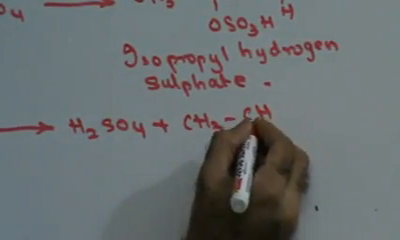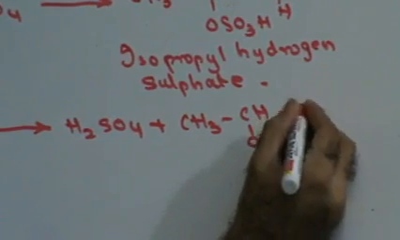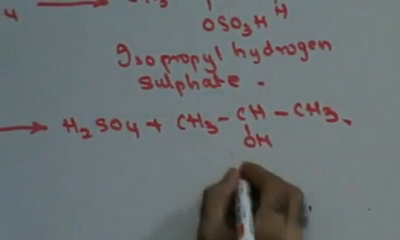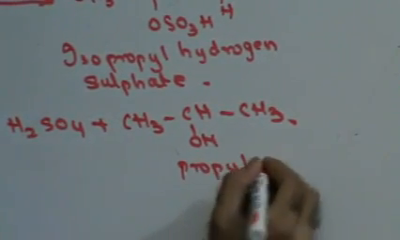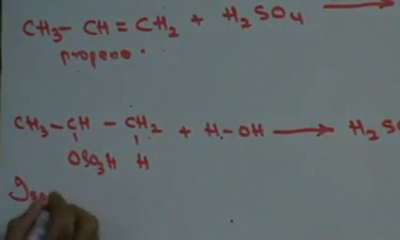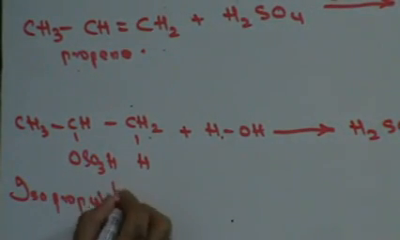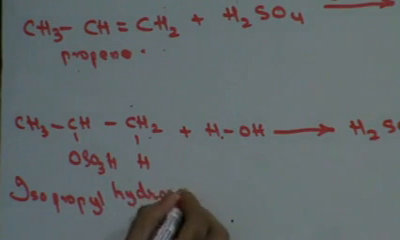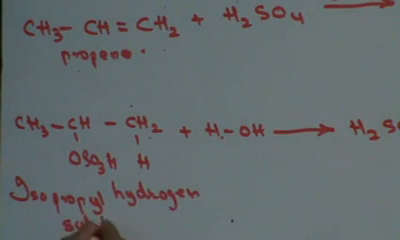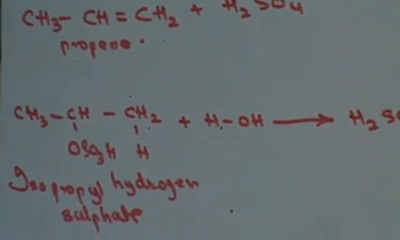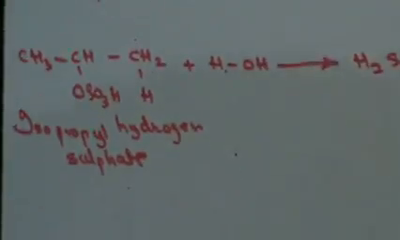So you will get CH3CHOHCH3. Now three carbon atoms, therefore propyl, OH, therefore alcohol attached to the second carbon atom, therefore isopropyl alcohol. This was isopropyl hydrogen sulfate. Do you understand this? Next, let's see another method of preparation.